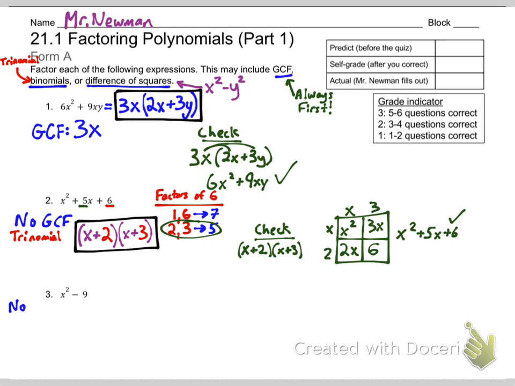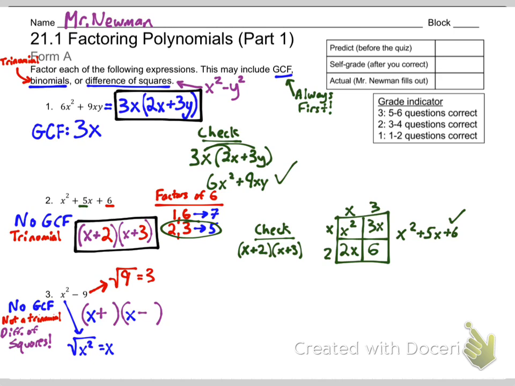For the next one, notice the subtraction. There's no GCF, and it's not a trinomial, but with a subtraction in the middle, that's a difference of squares. And we have x squared, which is a perfect square, and 9, also a perfect square. So we're going to write our parentheses and put plus and minus. Now, what goes in front and behind the plus and minus? Well, the square root of those two things. The square root of x squared is x, so I'm going to put an x there and an x there. The square root of 9 is 3, so I'm going to put a 3 there and a 3 there. So x plus 3 times x minus 3.